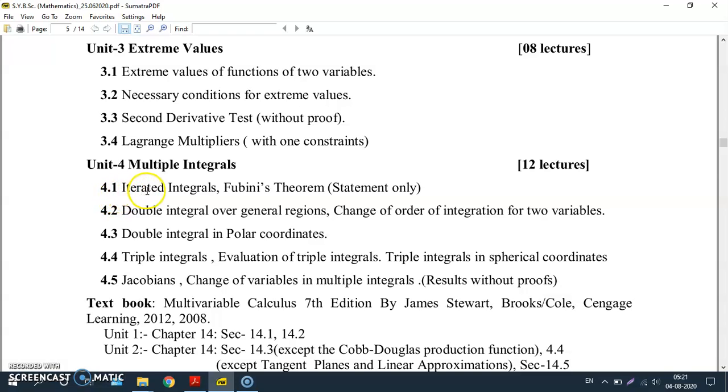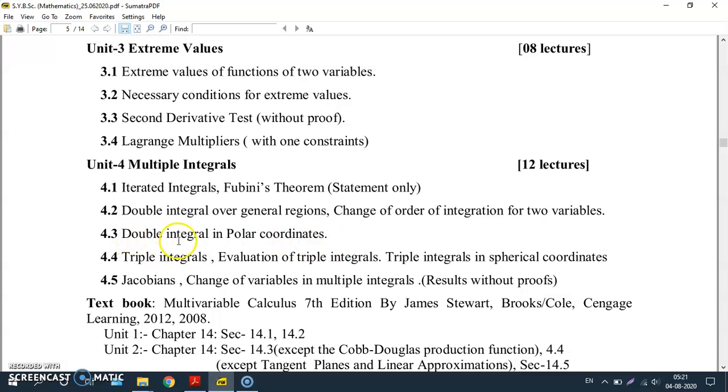The first topic is iterated integrals, then Fubini's theorem. Here we will have the statement only. This theorem will be used in finding the integration. And double integral over general region, change of order of integration of two variables, the condition where the order of integration can be changed. In 4.3, we will talk about double integral in polar coordinates.